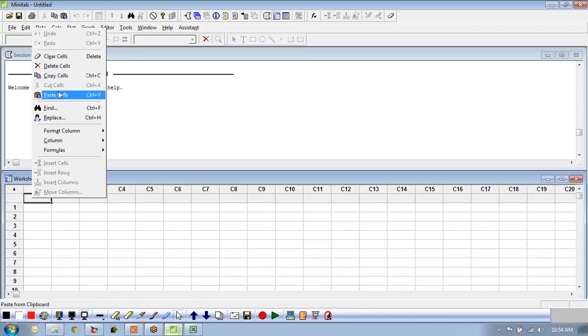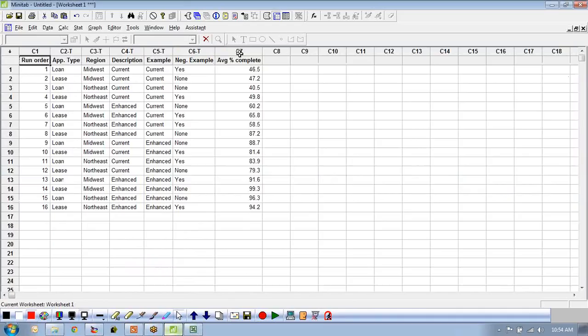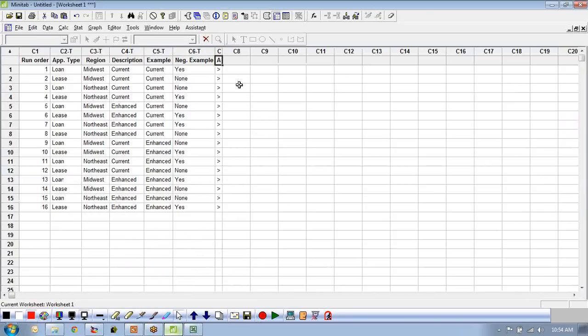Okay. So when they started the experiment, they would not have had C7. C7 is what's generated after they would send out all the applications that had these combinations. So maybe they had a certain, I don't know, maybe 100 of them that they said, okay, let's send 100 that are loan applications. We're going to send it to the Midwest. We're going to use the current descriptions, current example, and yes, we're going to use a negative example.